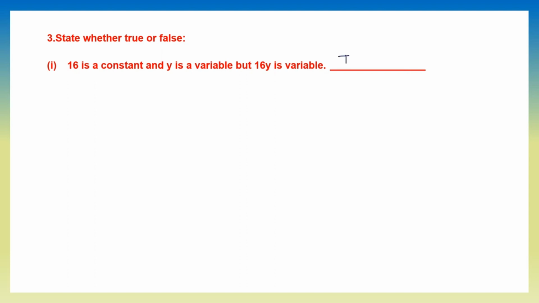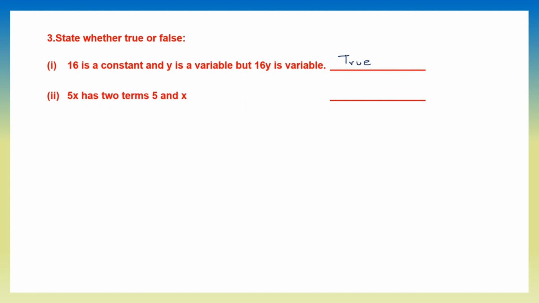Question 3. State whether true or false. So let's look at the statements. First one: 16 is a constant and y is a variable. That's true, isn't it? But 16y is a variable, which is also true, isn't it? If a number is there by itself, it's a constant, and a letter by itself is a variable. But when you have a number and a letter, it is a variable. So this statement is true. Let's write that down, true.